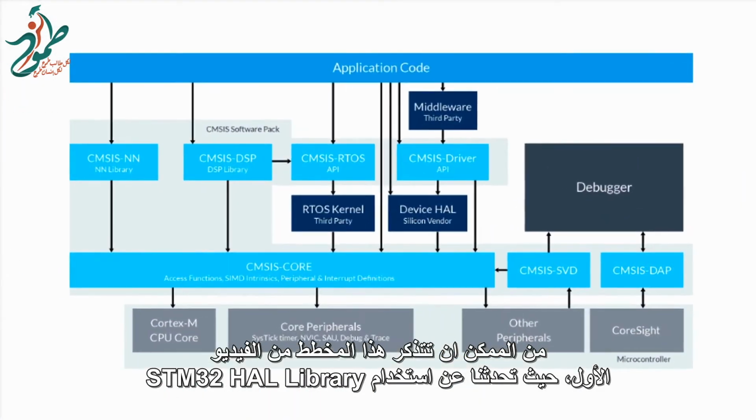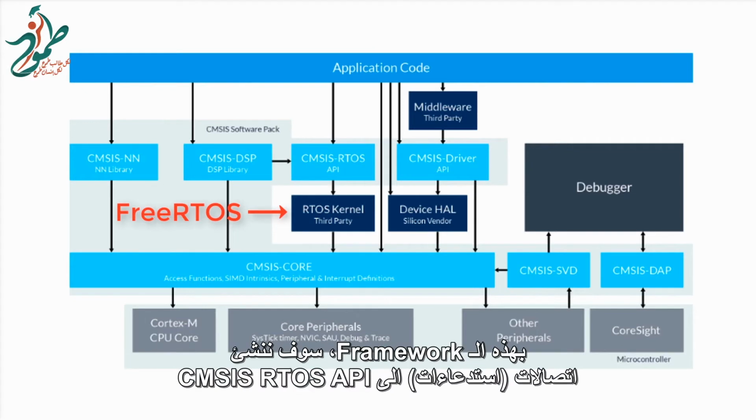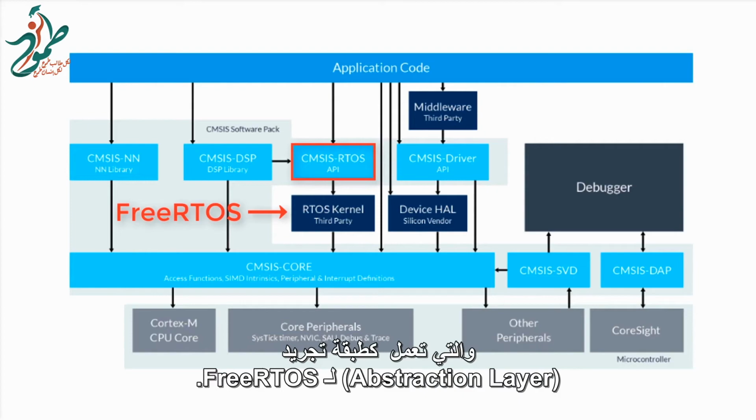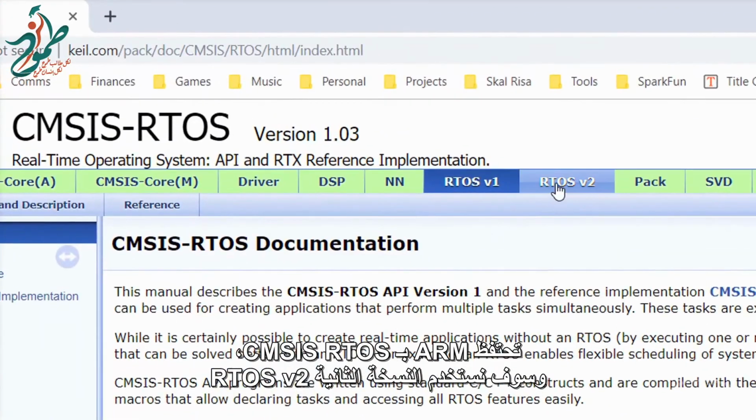You might remember this diagram from the first episode, where we talked about using STM32's HAL library. This time, we're going to be using an RTOS. Specifically, we're going to use FreeRTOS as our real-time operating system kernel. With this framework, we'll want to make calls to the CMSIS RTOS API, which acts as an abstraction layer to FreeRTOS. CMSIS RTOS is maintained by ARM, and we'll be using version 2.